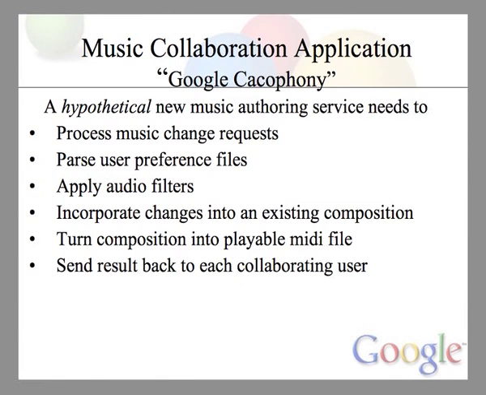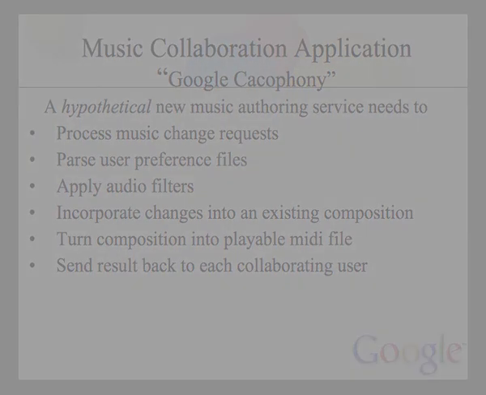So we'll start off with a running example. This is a hypothetical application, the Google Cacophony. It is a way for people to collaborate on musical compositions. And it needs to do a lot of things. We need to process music change requests, parse user preference files, apply some audio filters, turn this into MIDI files that are playable, and send results to the users.